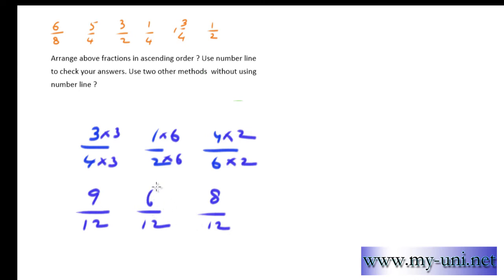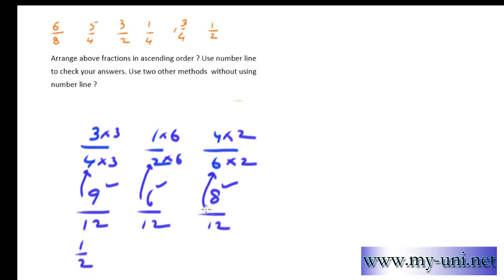This fraction has the smallest numerator, this is the second biggest, and this is the biggest. To arrange these, this fraction is the equivalent fraction of 3 over 4, this is the equivalent fraction of 1 over 2, and this is the equivalent fraction of 4 over 6. So if this was the smallest, we have to write 1 over 2 here.